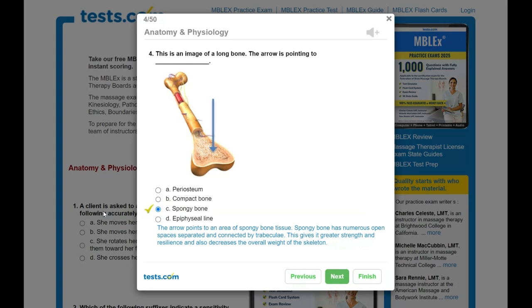C. Spongy bone. The arrow points to an area of spongy bone tissue. Spongy bone has numerous open spaces separated and connected by trabeculae. This gives it greater strength and resilience and also decreases the overall weight of the skeleton.